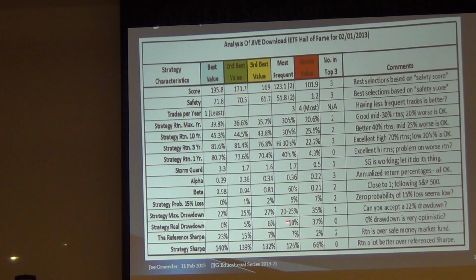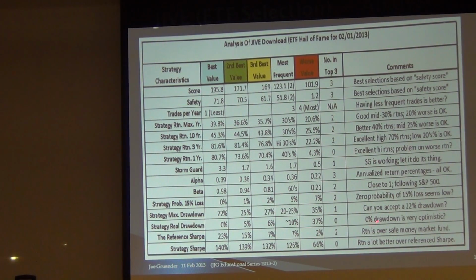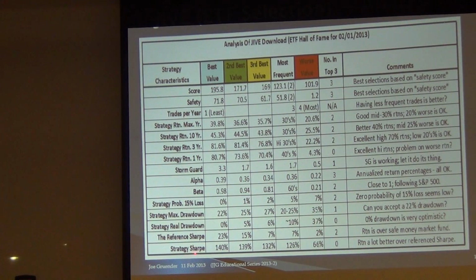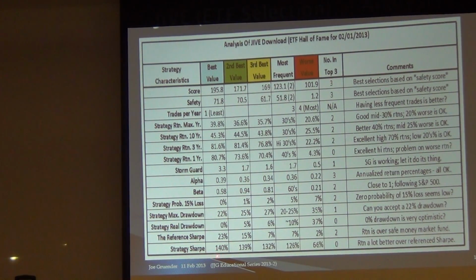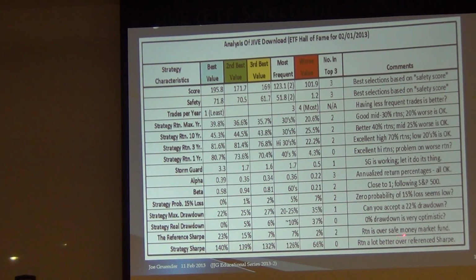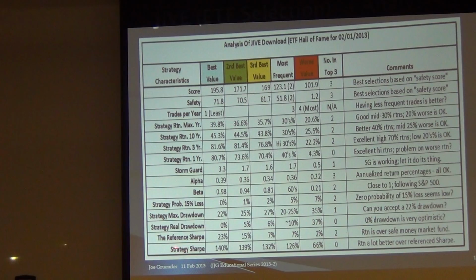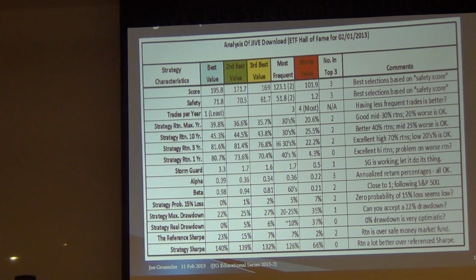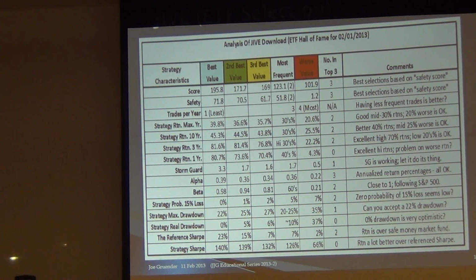Sharpe, from 23 down to 2. This is the return over safe money market value. And the strategy Sharpe runs from 140% down to 66%. So the strategy Sharpe is definitely better than the reference Sharpe. But anyway, this gives you an idea of how you can take data that's in the Excel spreadsheet and do some analysis.